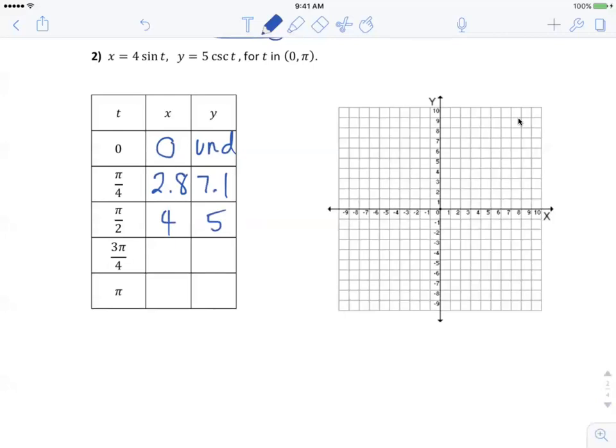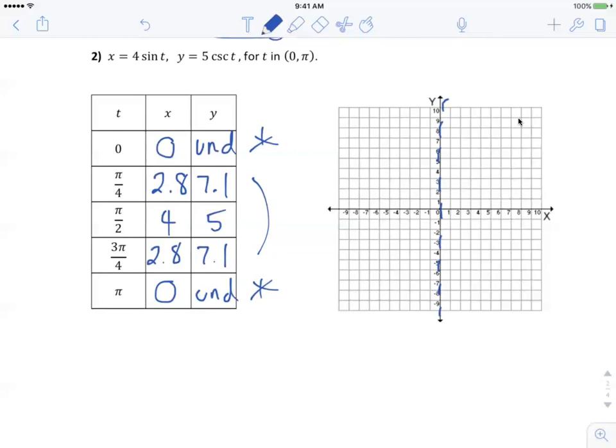3 pi over 4, it turns out you get the exact same. Again, if you want to just do this in degrees, you can. 3 pi over 4 is 135 degrees. And then pi, you get the same as 0 in this one. So we pretty much have 3 main points, and we note that at 0 it's undefined, and that one's the same. So for the undefined, you're going to get an asymptote.